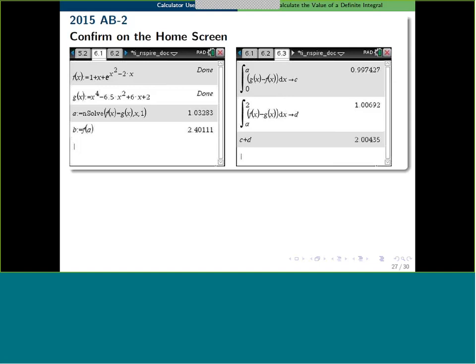And then on the right-hand side, I have the definite integral from 0 to a. And again, I stored that in a little bit different style using the store key on the TI-Nspire. Found the second definite integral, and then added the two together.